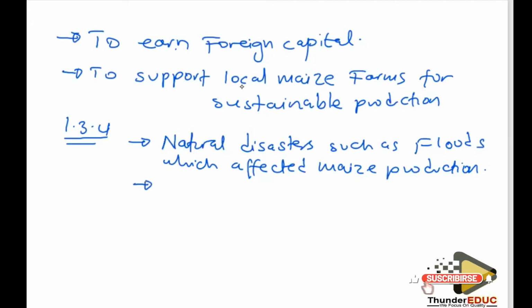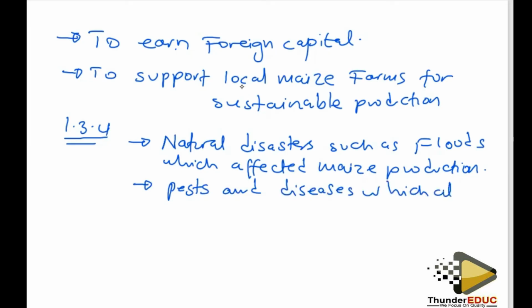Talk about also another reason for the decline could be pests and diseases, which attack maize, lowering its production.